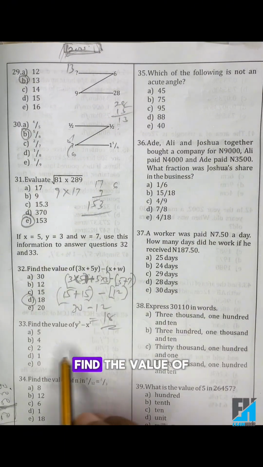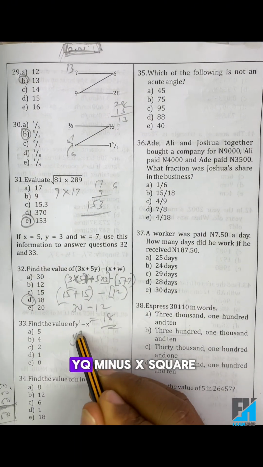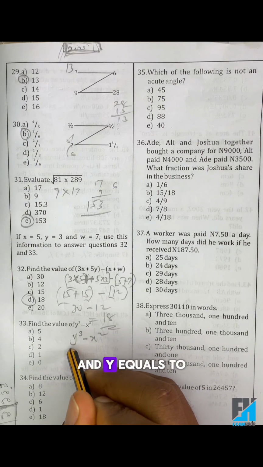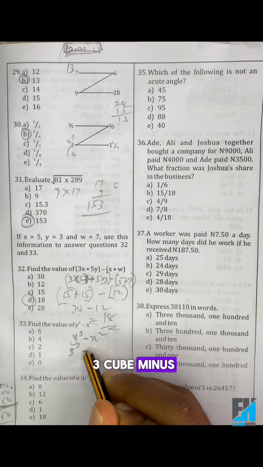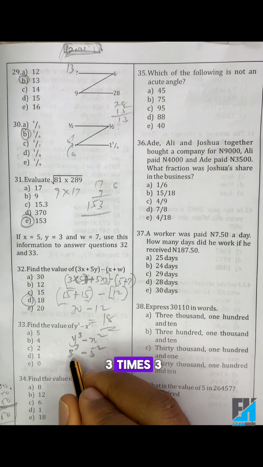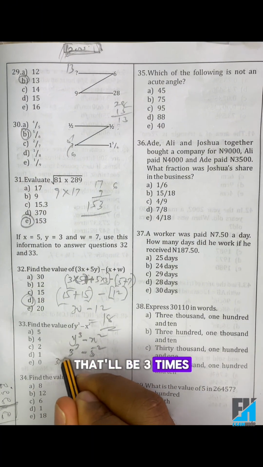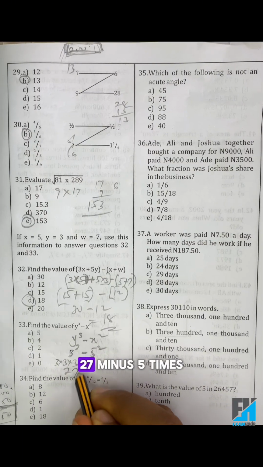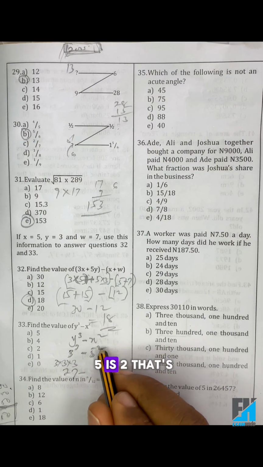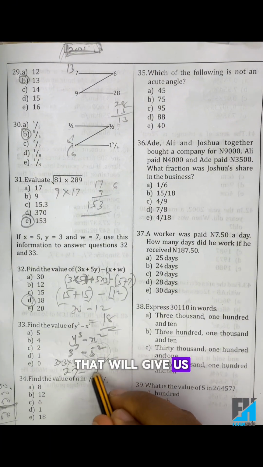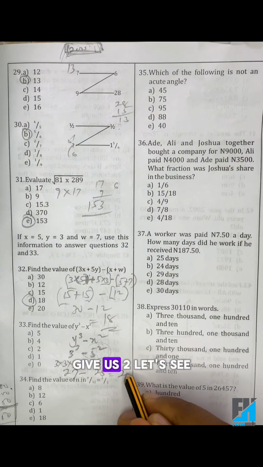Yes, D. Find the value of y cubed minus x squared. What is y cubed? Y equals 3, so 3 cubed minus our x, 5 squared. Y cubed is 3 times 3 times 3. 3 times 3 is 9, 9 times 3 is 27, minus 5 times 5 raised to power 2. That's 5 times 5, which gives us 25. 27 minus 25 will give us 2.